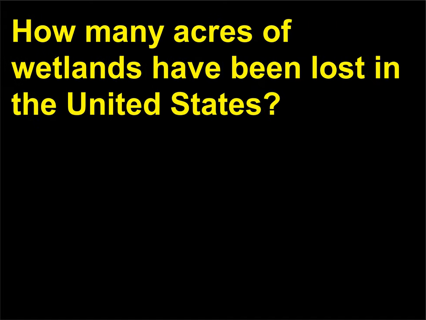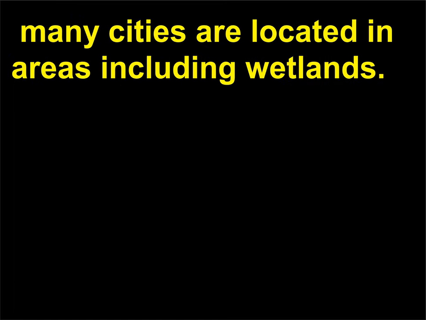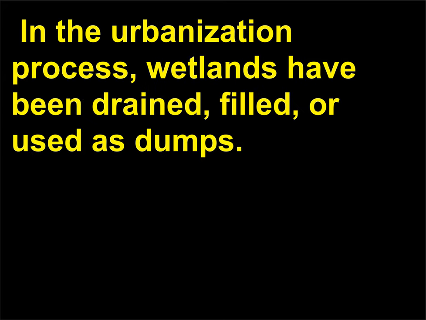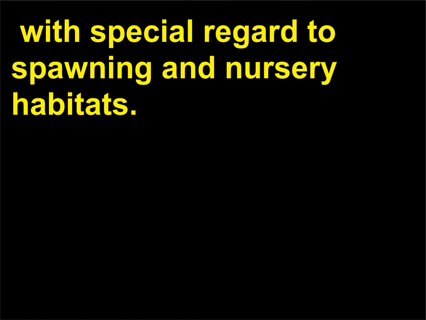How many acres of wetlands have been lost in the United States? Since access to water is important to industrial development, many cities are located in areas including wetlands. In the urbanization process, wetlands have been drained, filled, or used as dumps. Each wetland area serves as a habitat to many different plants and animals, with special regard to spawning and nursery habitats.